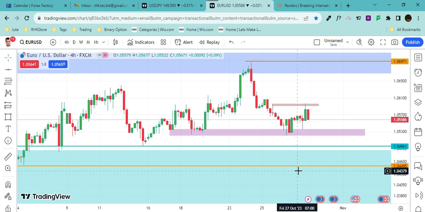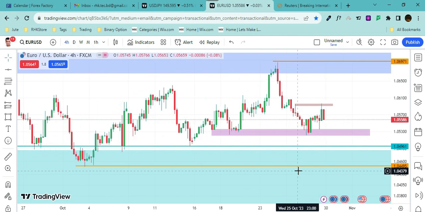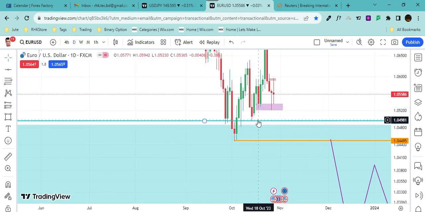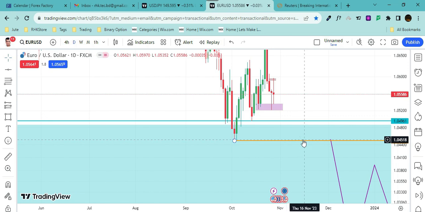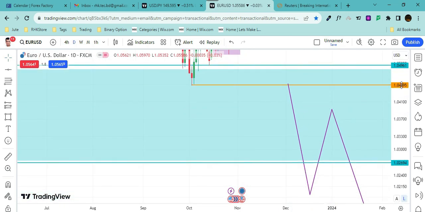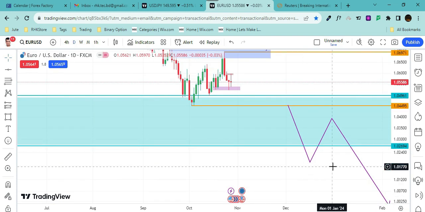So the best option is to wait for this. Let's go to day 4 hours. If the price breaks down here, then it will get into this zone and it will retest here. If the retest fails, then we have a trade. We need to go for sell.